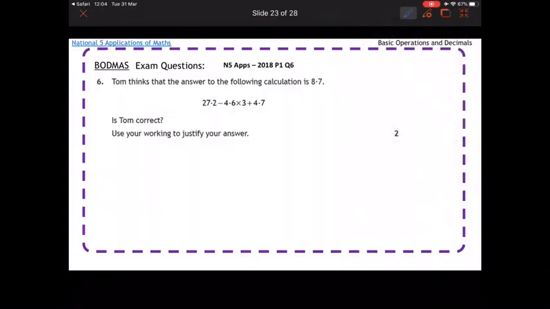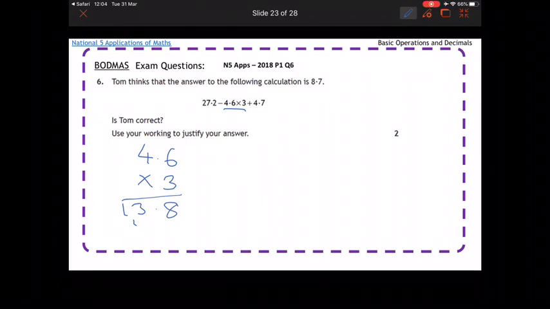Okay, so this is an actual exam question from 2018. Just as I've said, it's someone doing a question with a calculation using Bodmas, and you have to justify if they are correct or not. So we go through Bodmas, and again, we're going to start with multiplication. So I'm going to do 4.6 times 3, which gives me 13.8.